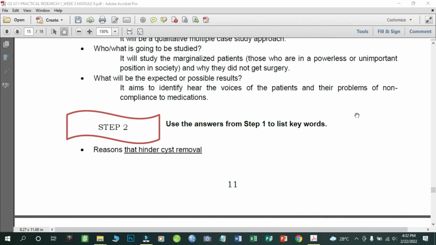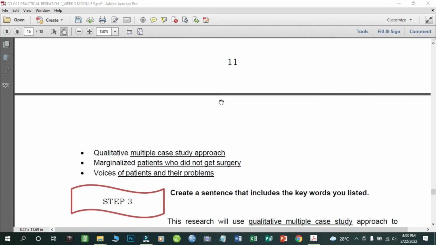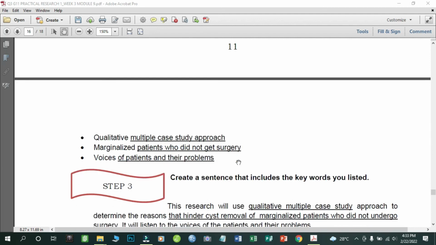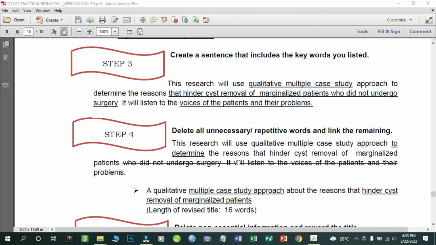Step 2: reasons that hinder cyst removal. So here are the keywords. Then qualitative multiple case study approach. Then marginalized patients who did not get surgery. Then voices of patients and their problems. Step 3: create a sentence that includes the keywords you listed. So this research will use qualitative multiple case study approach to determine the reasons that hinder cyst removal of marginalized patients who did not undergo surgery. We will listen to the voices of the patients and their problems.